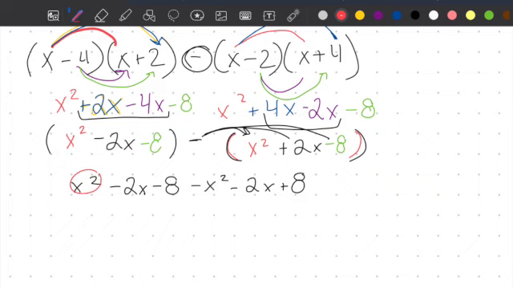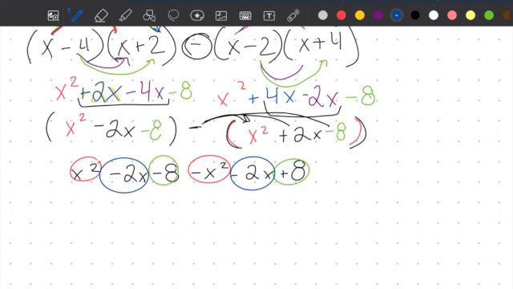For me, I like to circle or highlight my like terms in different colors so that I can visually see that I've accounted for everything and that I know what's going on. So I'm going to do this. That's up to you, though. I'm not necessarily looking for you to do this. It just makes it easy for me.